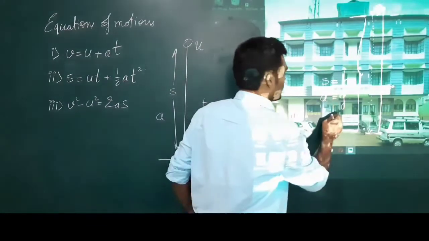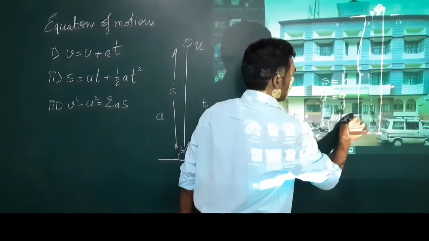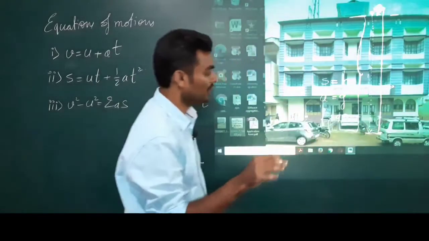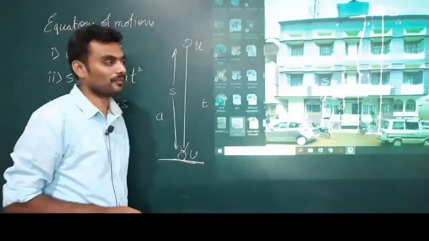What is the value of g? The value of g is 9.8 meters per second squared. 9.8. Okay, it's a constant.